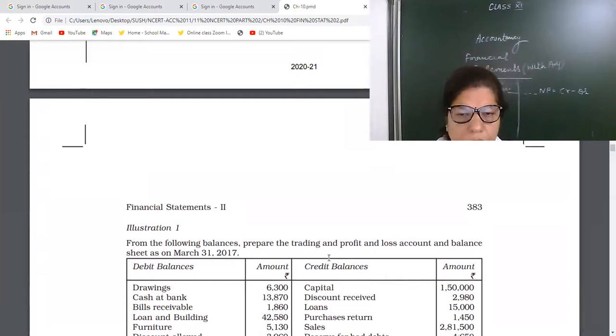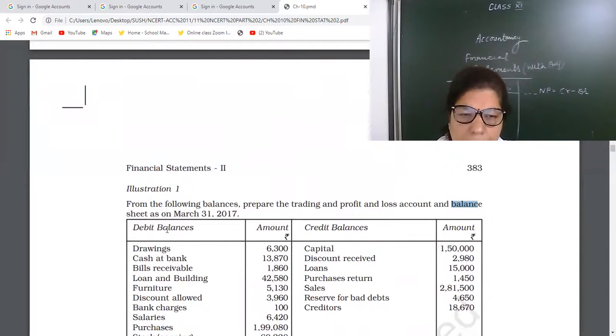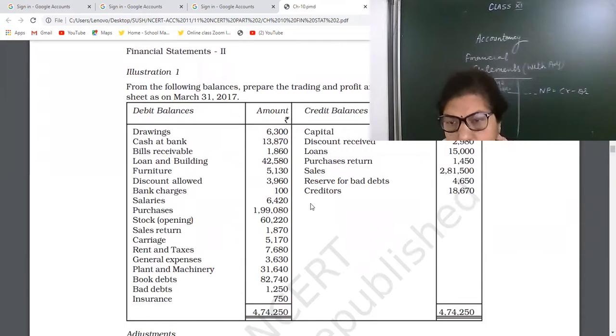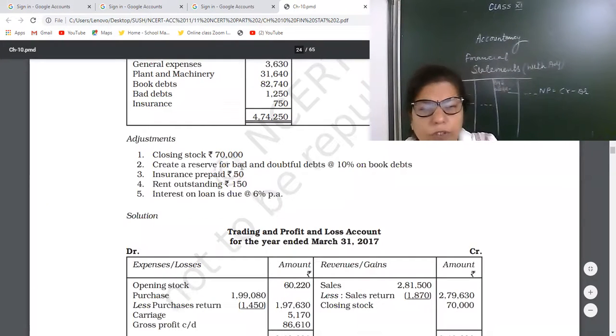See how to do this type of question. Given clearly in the question: prepare trading and P&L and balance sheet, and everything is given. This is debit side, this is credit side of trial balance. Trial balance can be given in this format, or debit and credit given together in one column, and one column is for name of accounts, as I gave you the example also. Now see, all the things you transferred according to their places. But because this question is with adjustments, first of all you should write in front of the adjustment where it is to be shown.